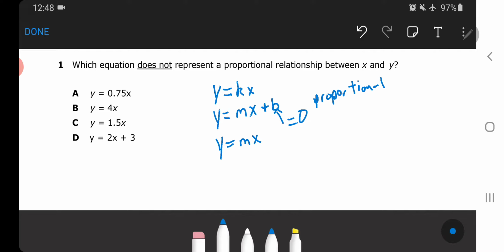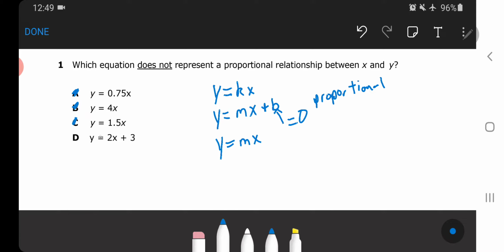Okay, let's look at answer choice A. A is y equals 0.75x. Since we don't have a b, it is assumed to be 0, so it is plus 0. Therefore, it is proportional. And of course, we're looking for one that's not proportional, so it cannot be A. Y equals 4x. Once again, our b is 0, so it is proportional. Y equals 1.5x. Once again, our b is 0.